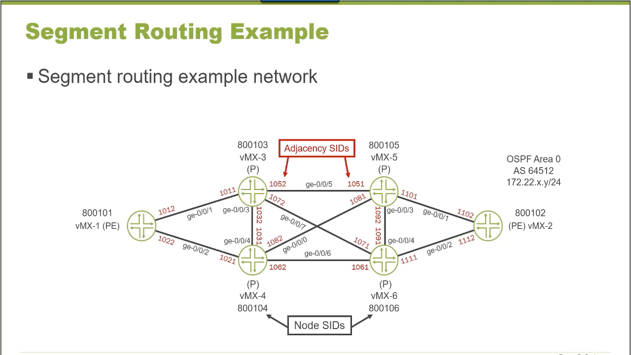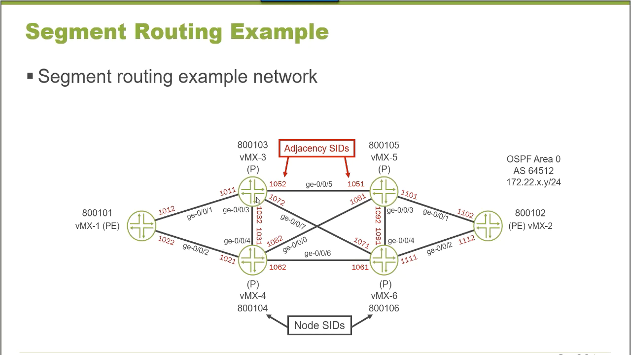Now what I want to do is connect to VMX1. I'm going to show you a few commands. We're going to look at VMX1's neighbors. VMX1 has 2 neighbors, VMX3 and VMX4. Here is VMX1's adjacency SID: 1012 to VMX3. It has an adjacency SID of 1022 to VMX4.